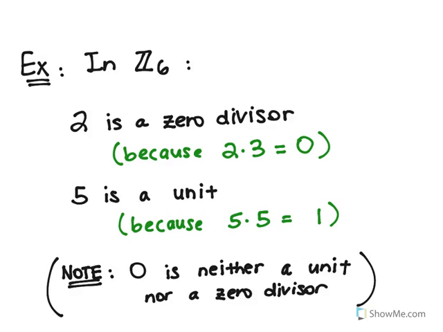Actually, in the example of Z6, almost every element is either a zero divisor or it's a unit. But the one exception to that is the element 0. The element 0 is never going to be either a unit or a zero divisor. It's not a unit because there's nothing I could multiply it by to get 1. And it's also not a zero divisor because if you scroll back to the previous slide, you'll see that by definition, zero divisors are supposed to be non-zero elements that I could multiply by something to get 0. And so 0 by definition will never actually be a zero divisor.